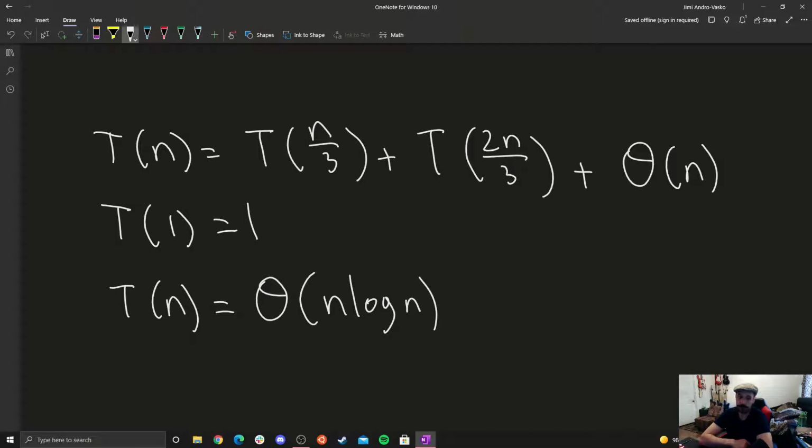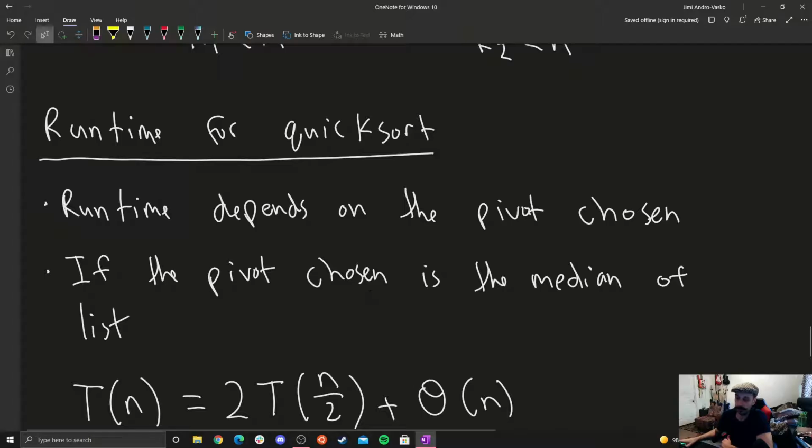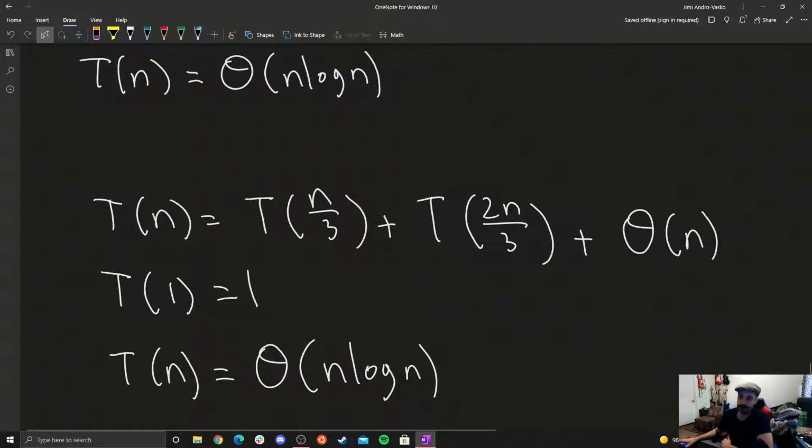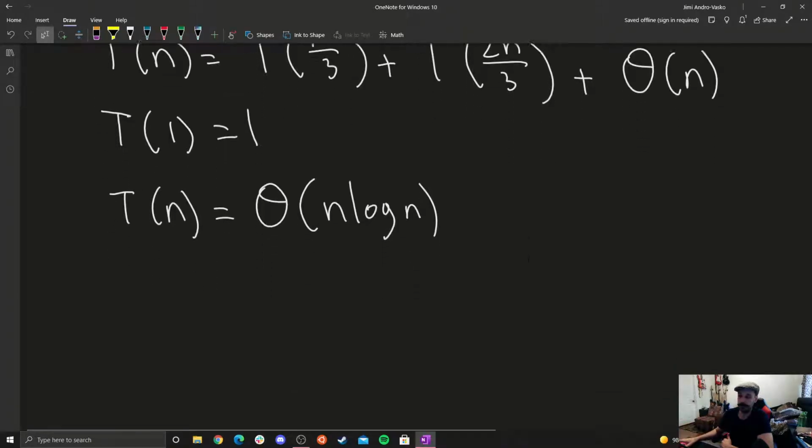So as long as we break it into two pieces that are both fractions of n, that's going to make the runtime pretty good. So now the worst case scenario for quicksort. So if the pivot chooses the median, or if it's a fraction, it breaks the list into a fraction of two pieces, then it'll be n log n as well.